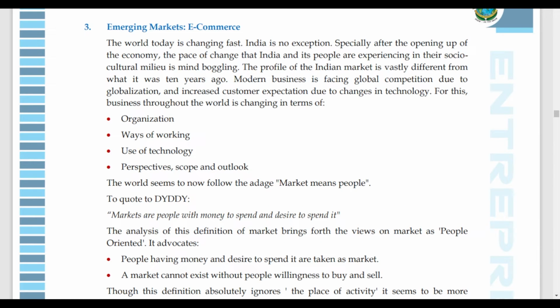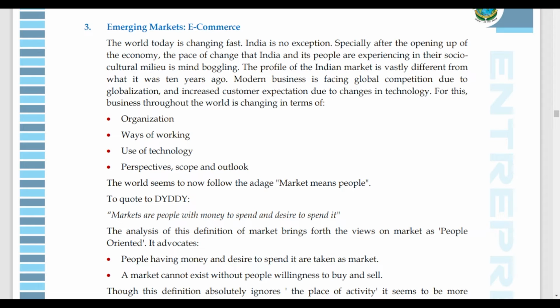Emerging markets, e-commerce. The world today is changing fast. India is no exception, especially after the opening up of the economy. The pace of change that India and its people are experiencing in their socio-cultural milieu is mind-boggling. The profile of the Indian market is vastly different from what it was 10 years ago. Modern business is facing global competition due to globalization and increased customer expectation due to changes in technology.